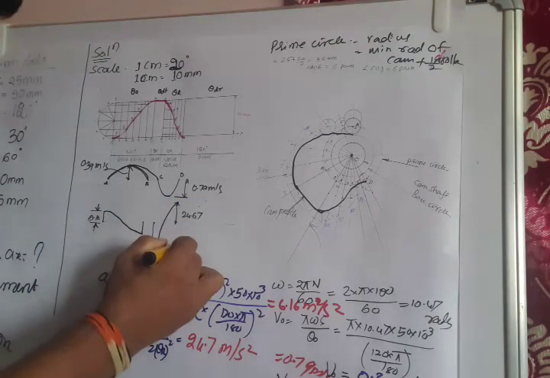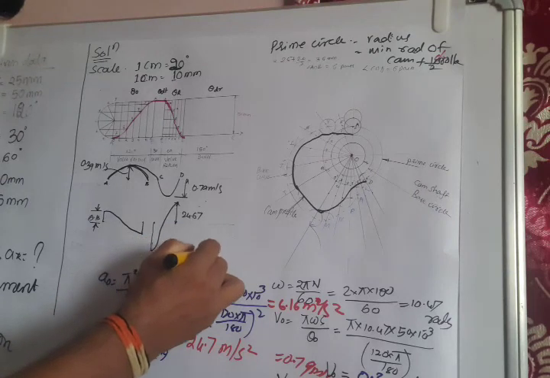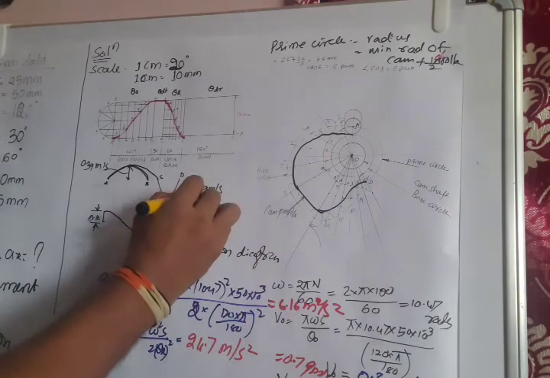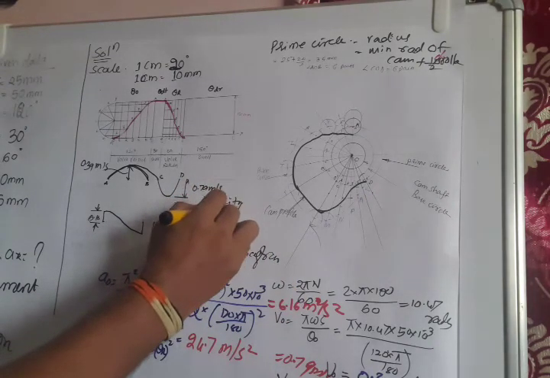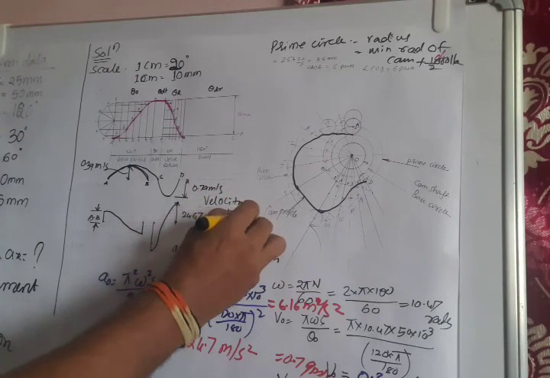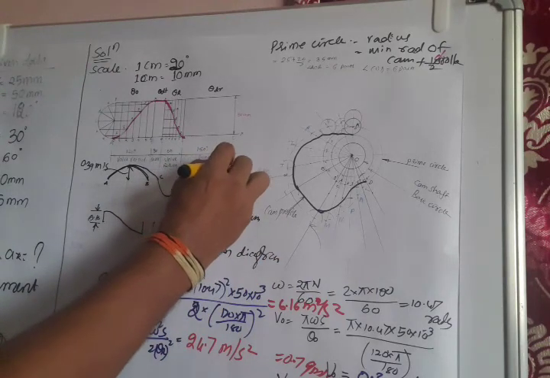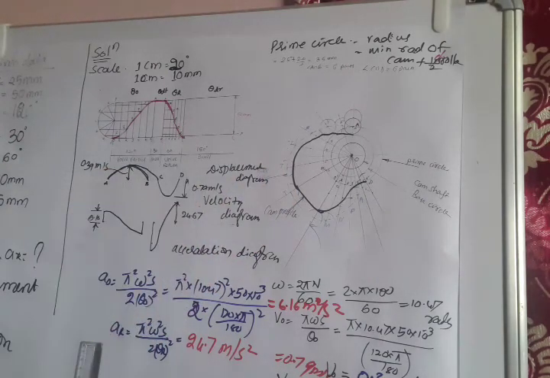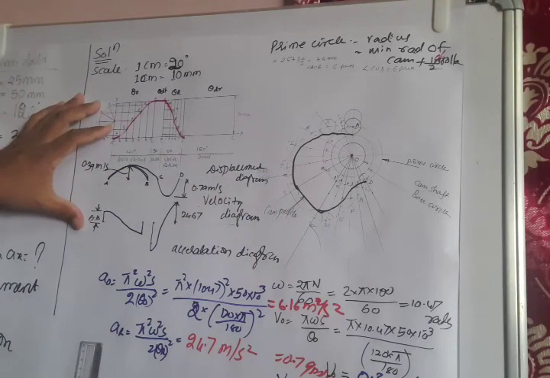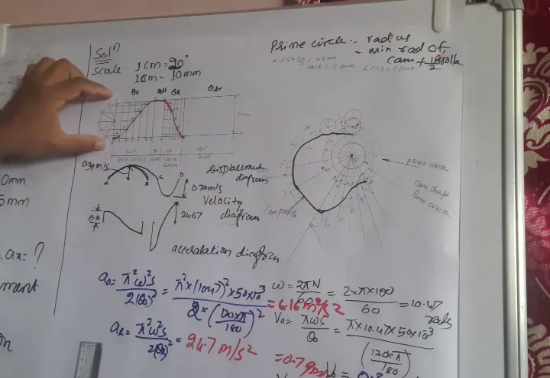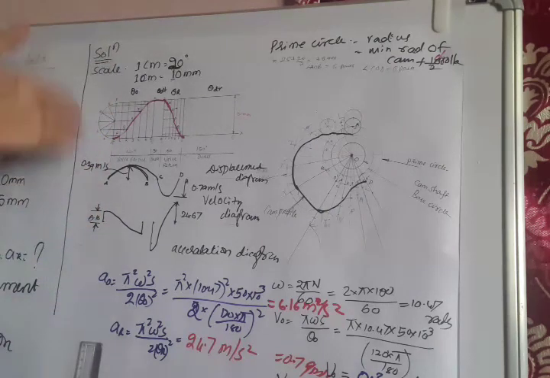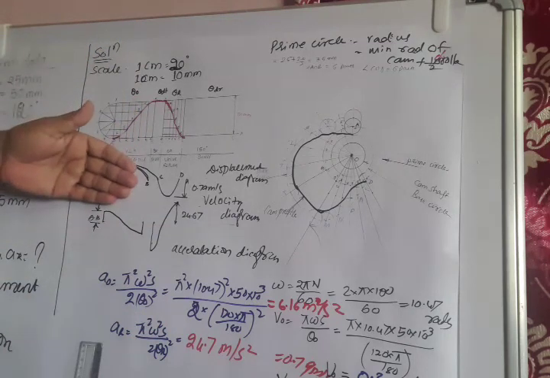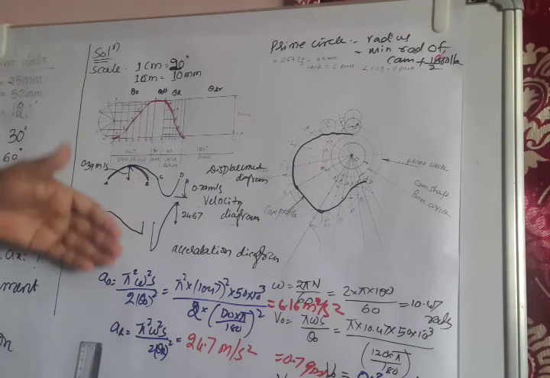Now right here you write, this is the acceleration diagram. This is the velocity diagram. This is the displacement diagram. For practice purposes, draw all these diagrams in the same line. That means the displacement diagram below, the velocity diagram below the acceleration diagram.